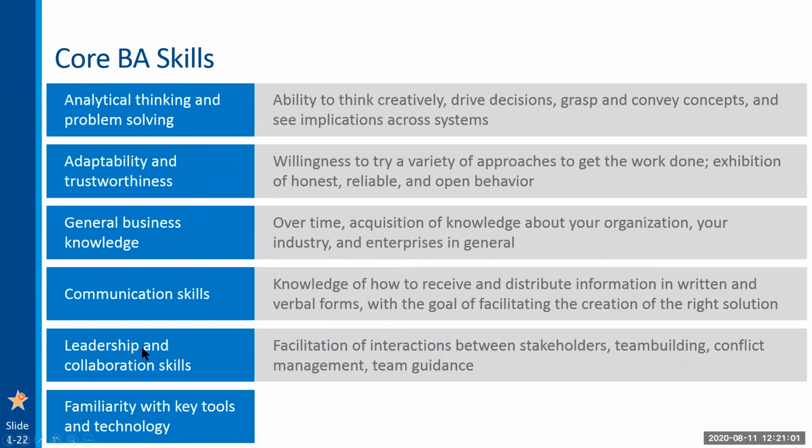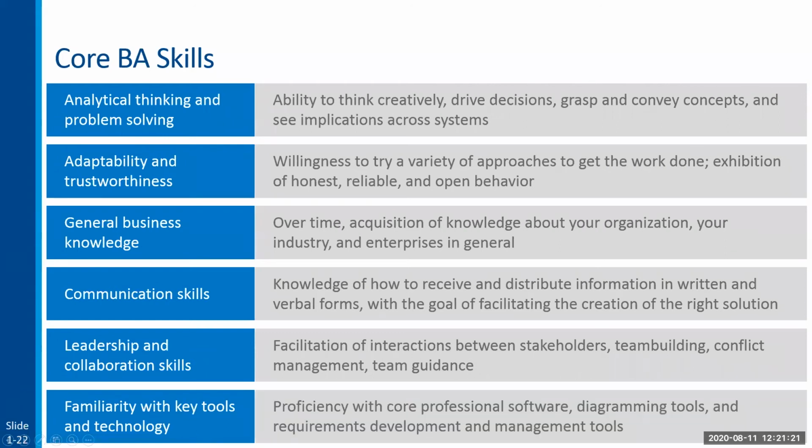Leadership and collaboration skills: facilitating the interactions between stakeholders, getting them in the same room, getting agreement, team building, conflict resolution, team guidance. These are all part of what the BA does. So an outgoing personality doesn't hurt if you're a BA. Also, familiarity with key tools and technologies. It could be something as simple as Excel and Visio, or it could be some massive CASE (computer-aided system engineering) tool. So lots of different tools that you need to be able to use. And depending on what work you're doing and where you're doing it, you may find that you use different tools.